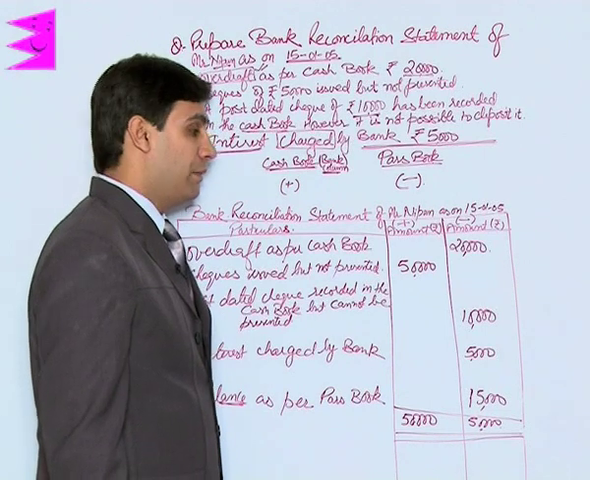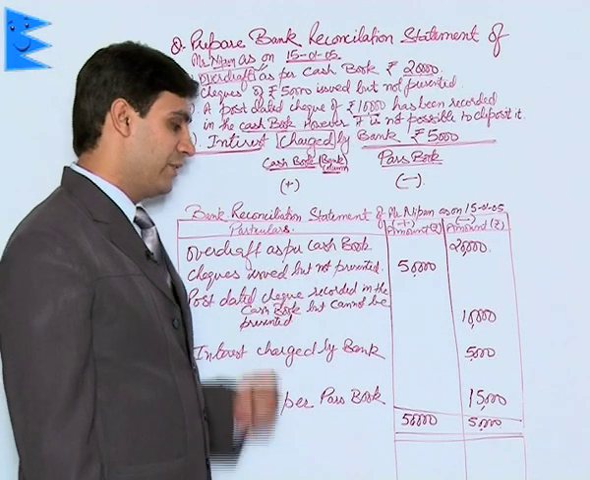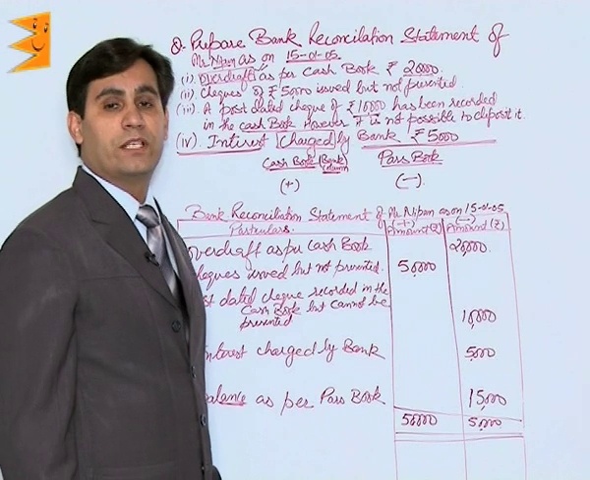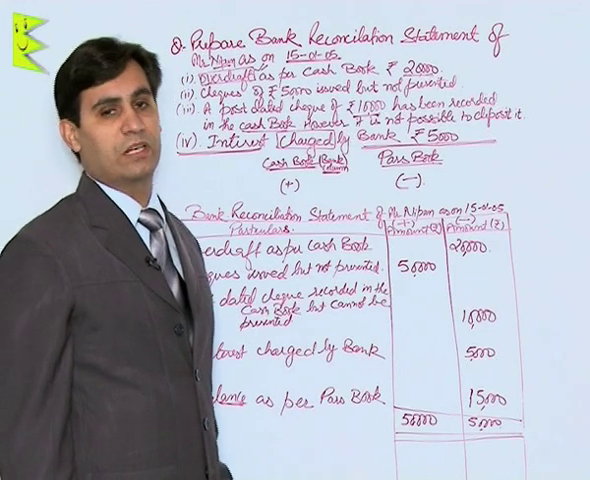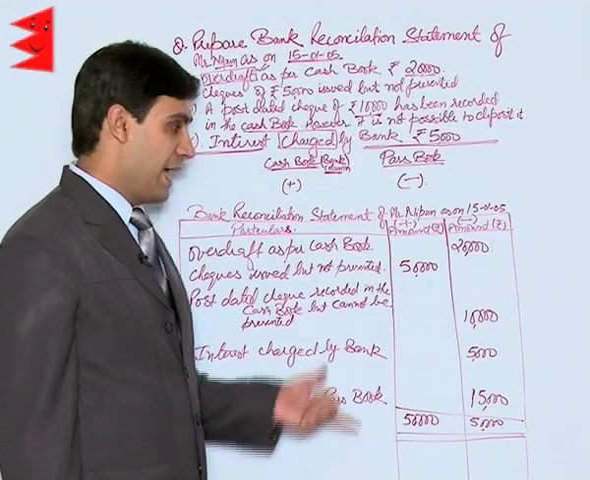The balance as per passbook would be 15,000. Remember, it is not necessary that if overdraft as per cash book is given, then the passbook should always come as overdraft in the answer. No, it is quite possible that one book is showing an overdraft balance and the other book is showing a normal positive balance, as in this case.